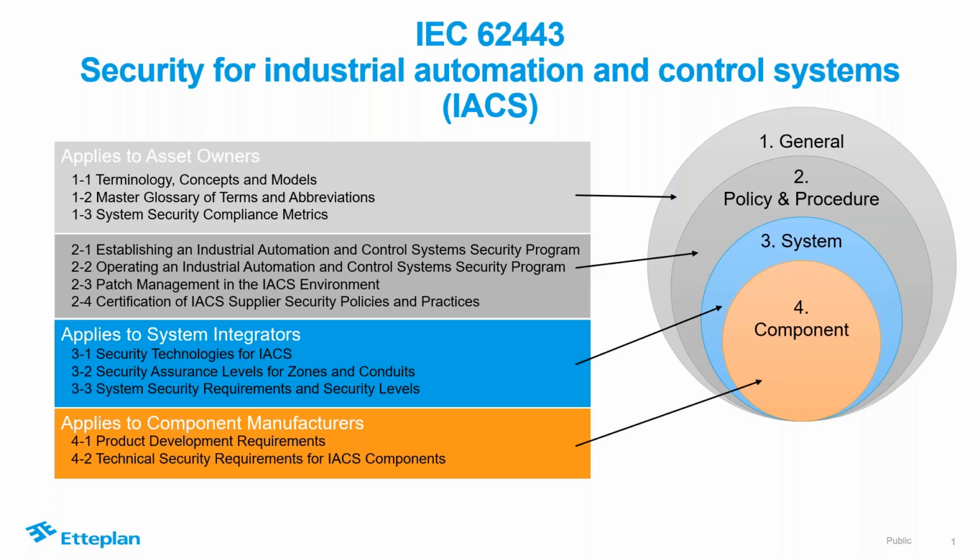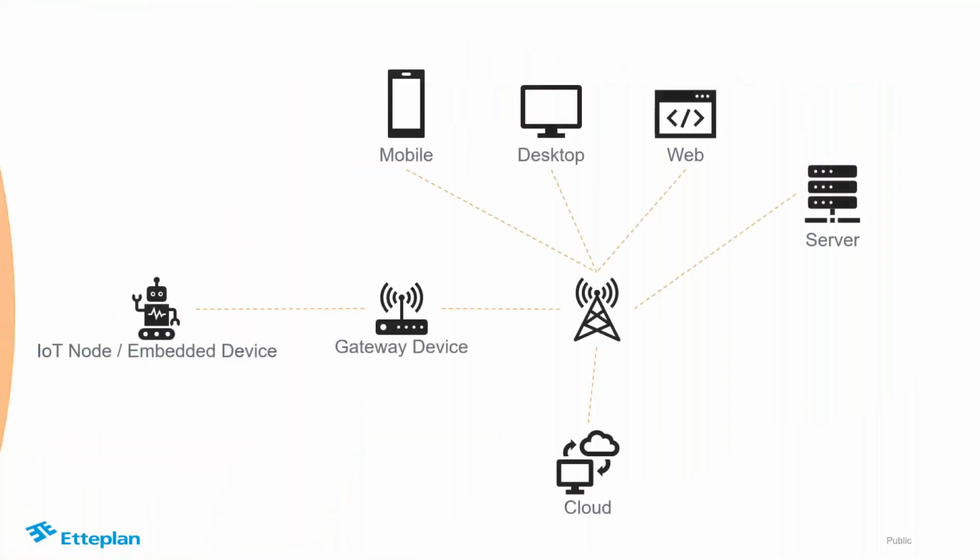Yeah, so now let's talk about this IEC 62443 standard. Now, this is a pretty big standard. It's divided into 4 main parts. So parts 1 and 2 actually apply only to the companies which are running the automation and control systems. Part 3 is for the companies which are building these systems, and part 4 is for the companies which are building the components for these systems. So we'll be only looking at this part 4, and here's a typical IoT network. And in this network, the components would be the IoT node / embedded device and the gateway device.